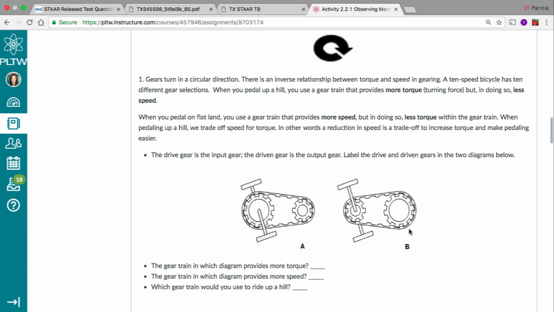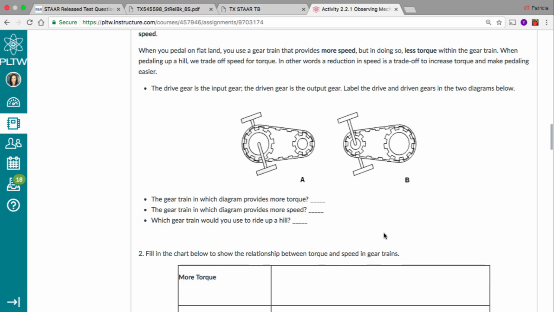Okay? And if you're still confused, it's okay. Let's do a couple more examples. So let's get to the second one. The gear train in which diagram provides more speed? Okay, well, that's the exact opposite, right? More speed means less torque, smaller gear. That must be A. And then the last one, which gear train would you use to ride uphill? So when we talked about going uphill, we said we wanted more torque, so that would be B again.